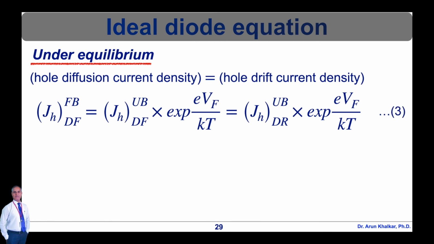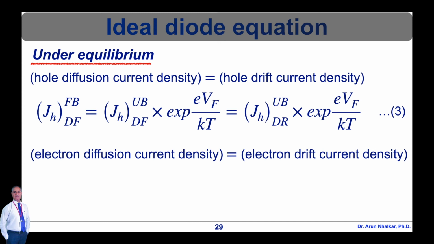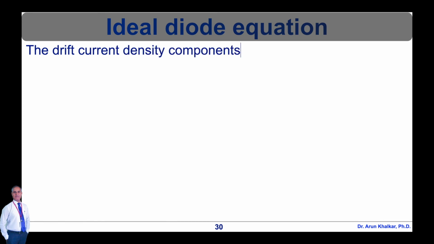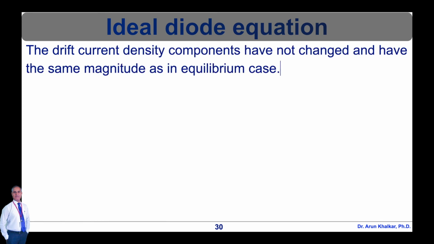Let's say this is equation number 3. Electron diffusion current density is equal to electron drift current density. Therefore, we can write Je of dfFB is equal to Je of dfUB into exponential of eVF upon kT, is equal to Je of drUB into exponential of eVF upon kT. Let's say this is equation number 4. The drift current density components have not changed and have the same magnitude as in the equilibrium case.